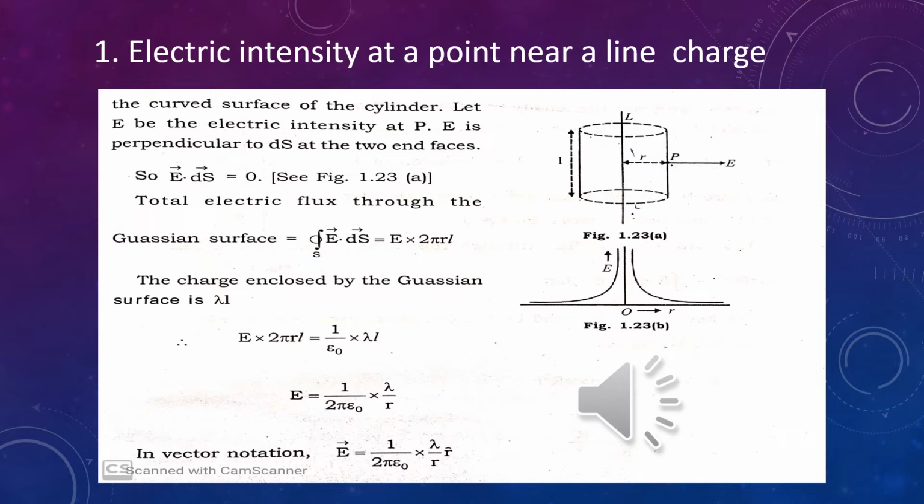Now applying Gauss's law, the total flux through a Gaussian surface is equal to 1 by epsilon 0 times the net charge enclosed by the Gaussian surface. Here the flux is E into 2 pi RL, so this should be equal to 1 by epsilon 0 into the net charge enclosed. We have taken the net charge as lambda into L, where lambda is the linear charge density and L is the length. So Q by L is equal to lambda, or Q is equal to lambda L. Therefore, E is equal to 1 by 2 pi epsilon 0 into lambda by R. In vector notation, the vector E is equal to 1 by 2 pi epsilon 0 into lambda by R into R cap, where R cap is the direction.